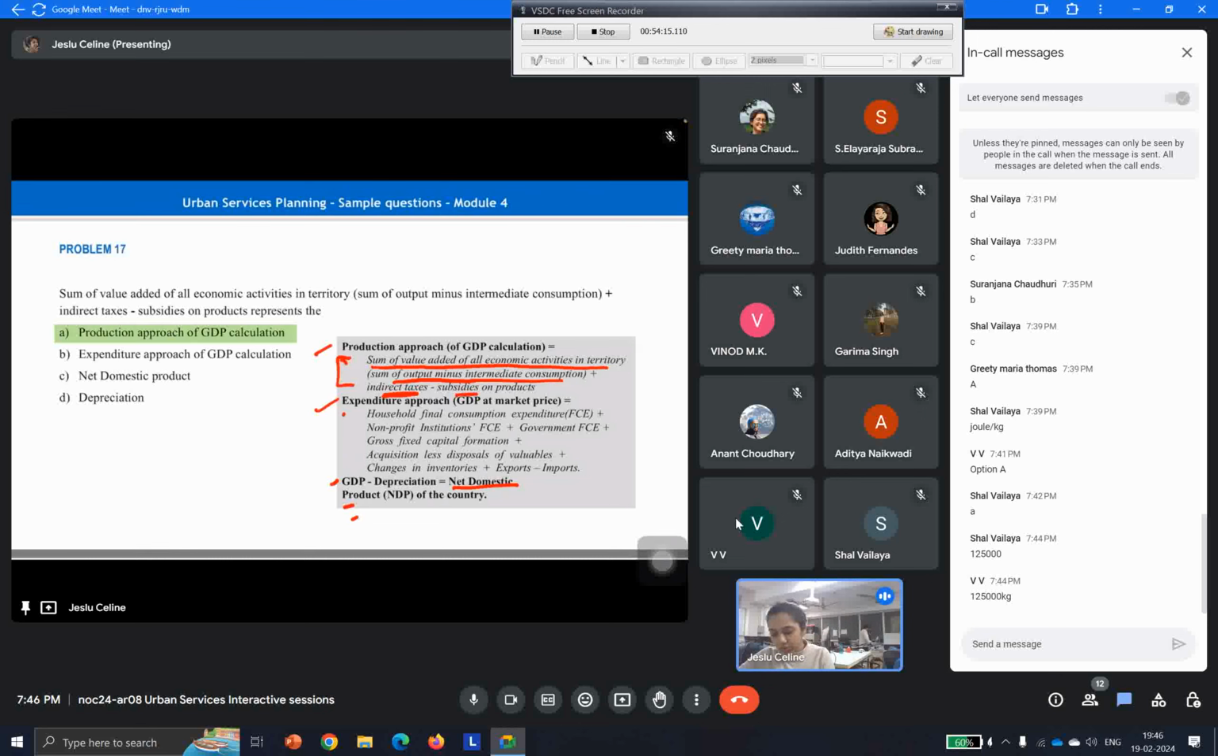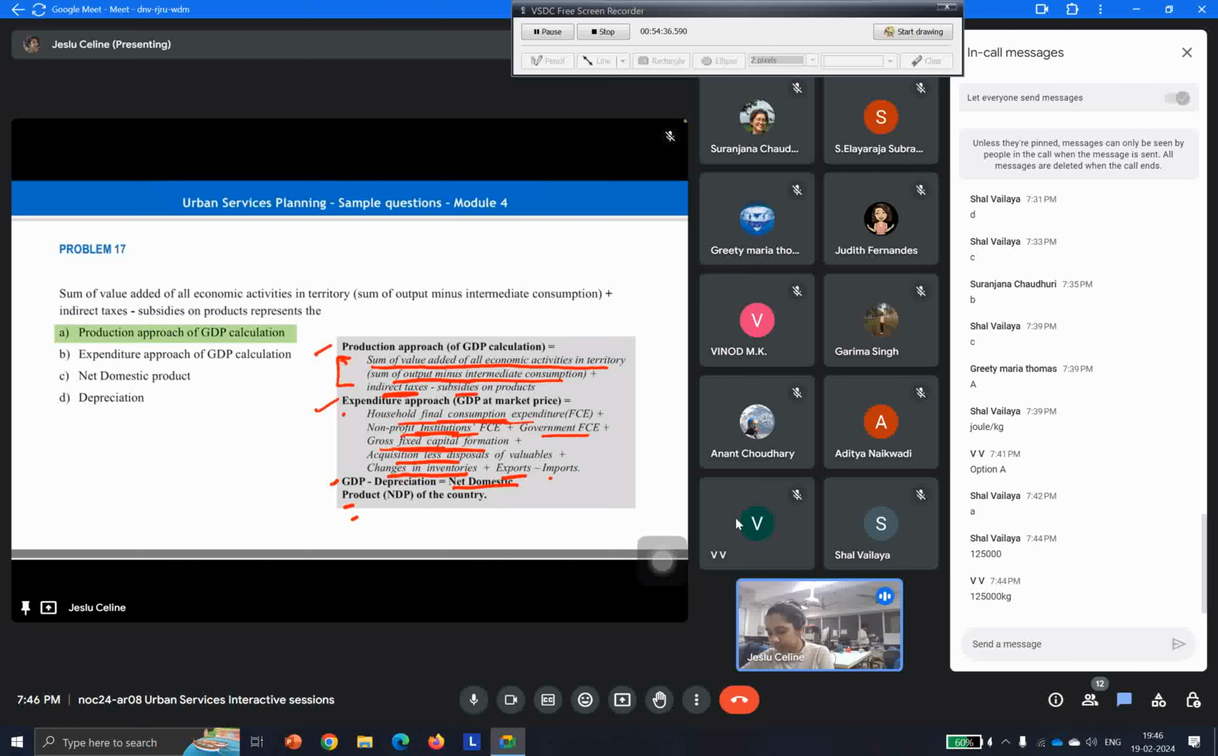Then we have the expenditure approach. The other one was based on production. Now this is based on expenditure. So we have all the final consumption expenditure, then of the non-profit institutions, government, gross fixed capital formation, acquisition of valuables, changes in inventories, exports minus imports. So this gives us the expenditure approach.